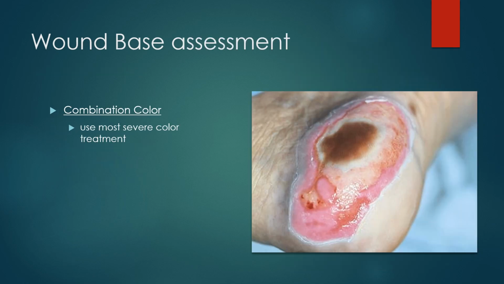You may also see something with a combination of colors. So here we see some red tissue, some yellow tissue, and some black tissue. When a wound has a combination of colors, we will describe the wound by the most severe color, which is black.